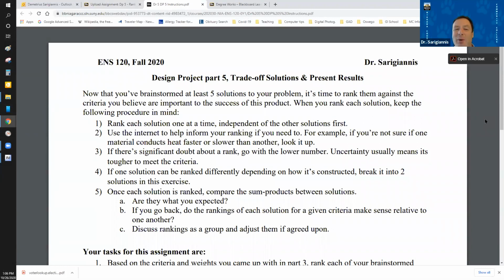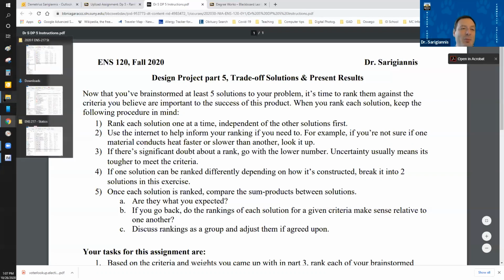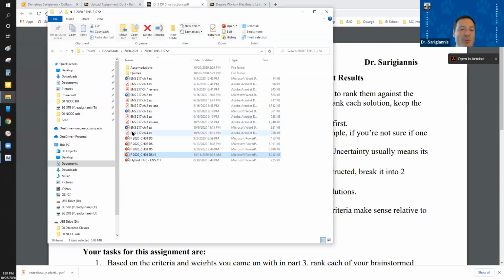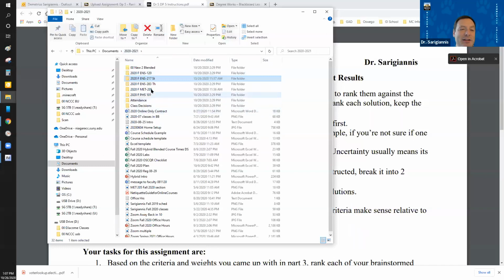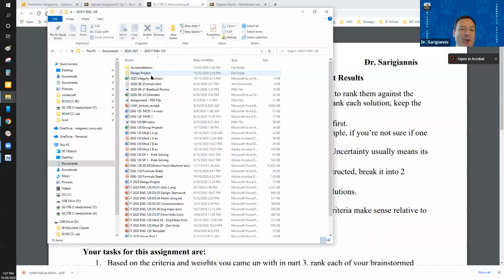So how I want you to do this is this is actually the way you're supposed to do it. You're supposed to rank each solution one at a time, independent of the other solutions first. So let me also open the PowerPoint that I have. The PowerPoints aren't going to open up in the window, so I'll just open them on my computer.